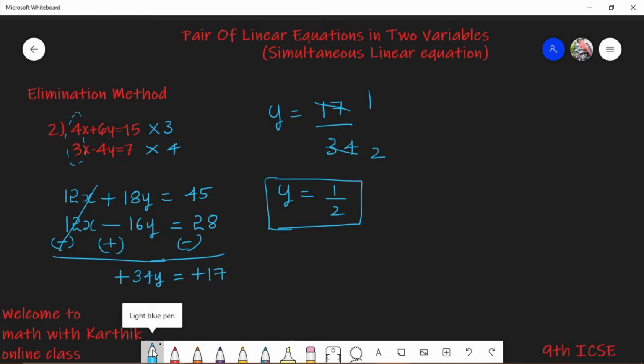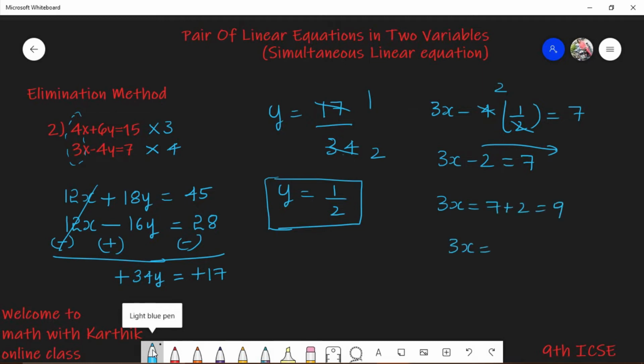Now substitute this value of y in either this equation or this equation. So I will take the second equation. So 3x minus 4 into 1 by 2 will be equal to 7. Now 2 1s are 2, 2 2s are 4. So 3x minus 2 is equal to 7. 2 transfer to the other side. 3x is equal to 7 plus 2, that is 9. So 3x will be equal to 9 and x will be equal to 9 divided by 3, that is 3.